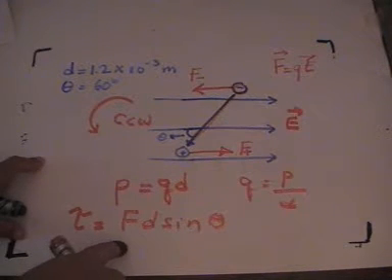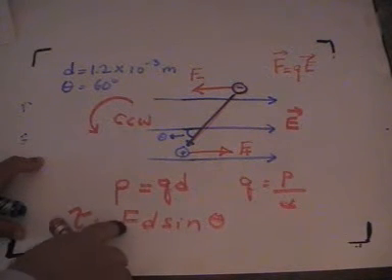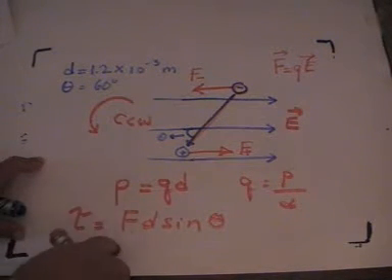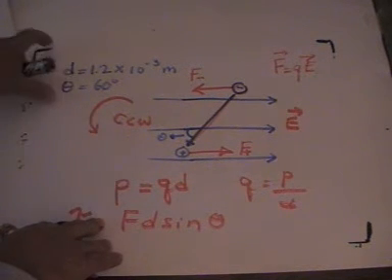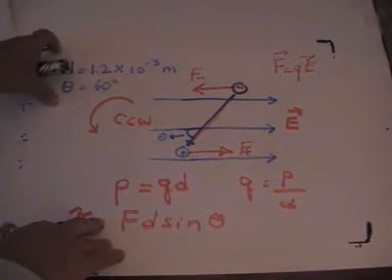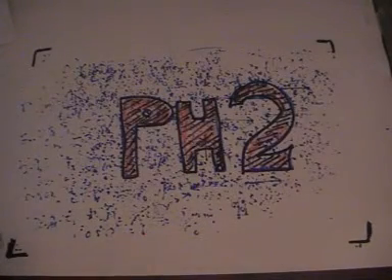Now, we know that we took F is equal to QE, and then we have P E sine theta, which is the same thing. So whether you do P E sine theta or F d sine theta, it's the same thing. All right? Okay, so that's the answer to the third question.